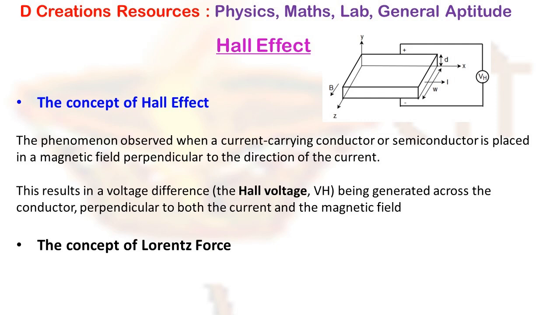So there is a current carrying material, a conductor or semiconductor, whatever it is, and it is placed in a magnetic field perpendicular to the direction of the current. And the voltage that is generated as a result of this is mutually perpendicular to both the current and the magnetic field. Now the force here is the Lorentz force, and it is basically the total force acting on a moving electric charge due to both electric and magnetic field.